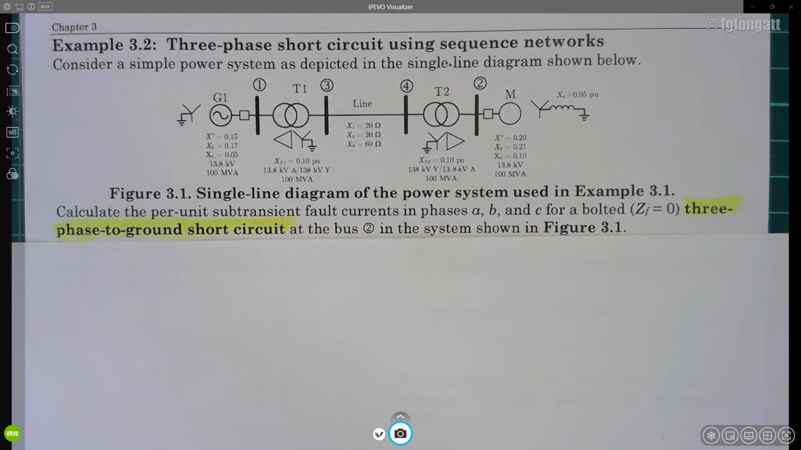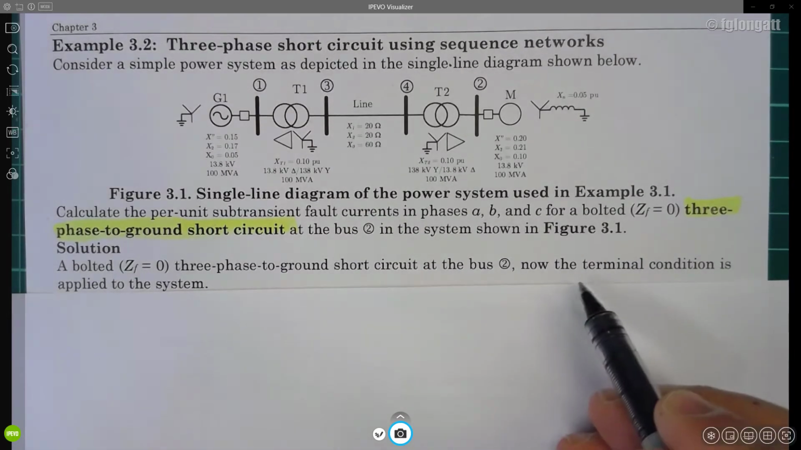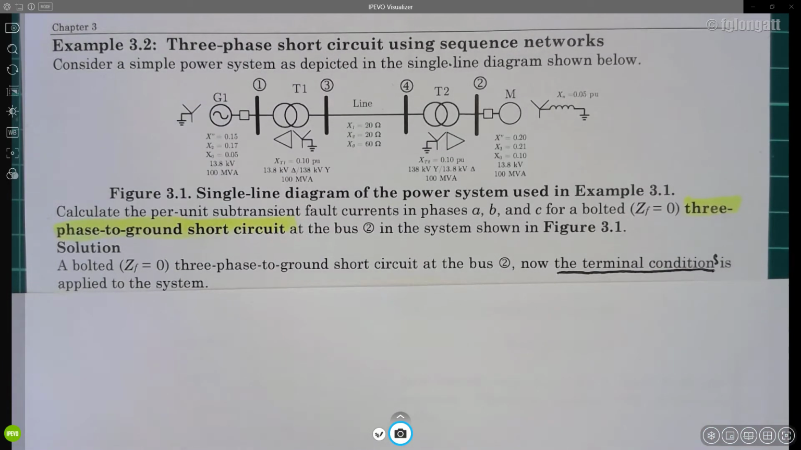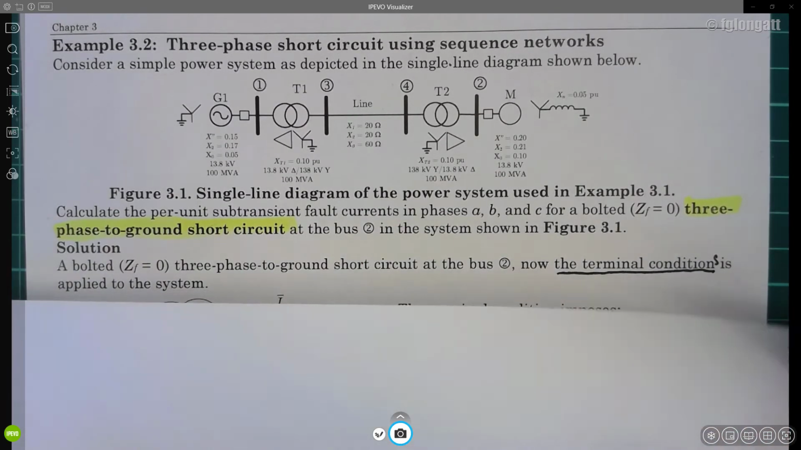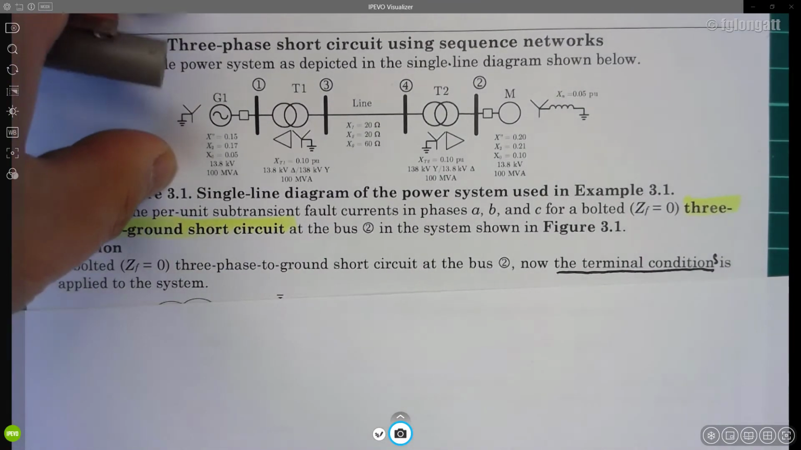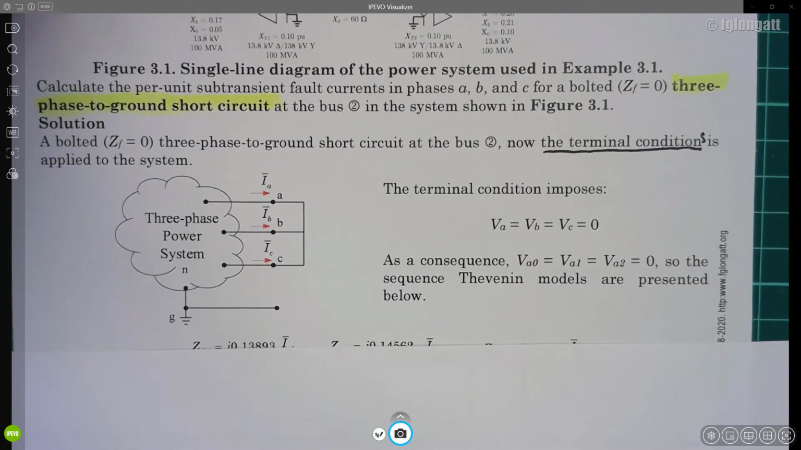Okay, let's start with the solution of this problem. What you need to understand is that the first step for this kind of problem using symmetrical components is that we need to calculate what the terminal conditions are. The terminal conditions apply to the power system. And what I will do now is show you the terminal conditions, okay?